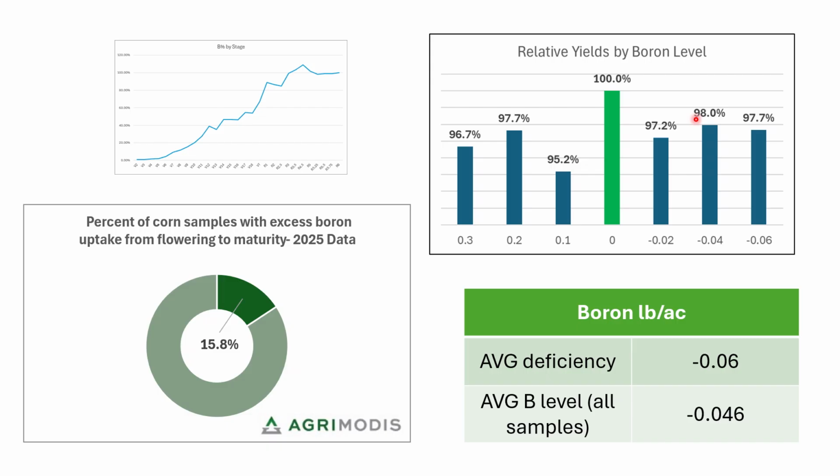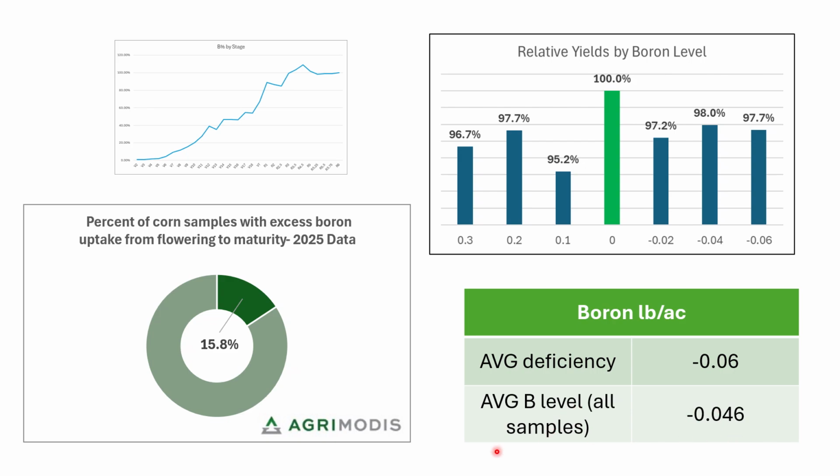I'd heard many people talk about double-digit responses to boron, and maybe that's a specifically regional thing, but across the averages of the samples, we're simply not seeing that. The average deficiency of just the deficient samples in the Agrimodis system was 6/100ths of a pound, which is just barely over 7 ounces of a 10% liquid boron. If I put all the samples in one pile, the average boron level versus goal, based on yield goals across the country, was just under 500. So about 5.5 ounces of 10% boron would be the fertilizer equivalent of that.